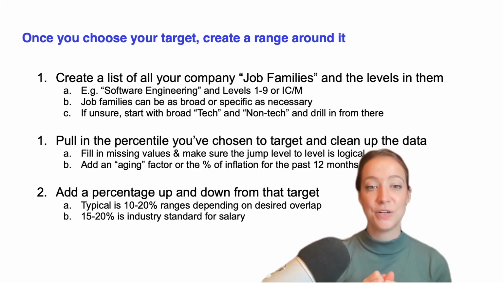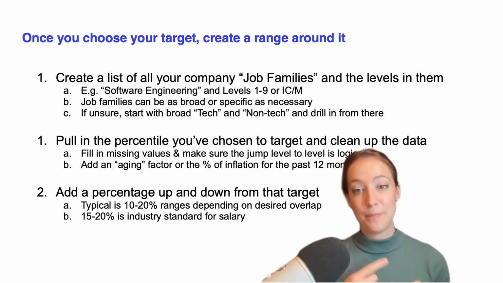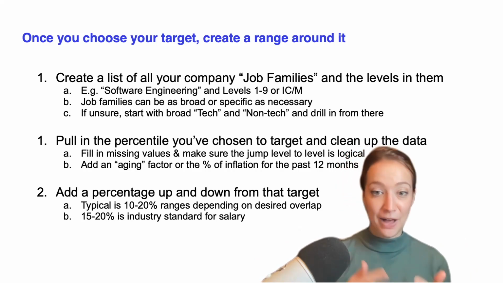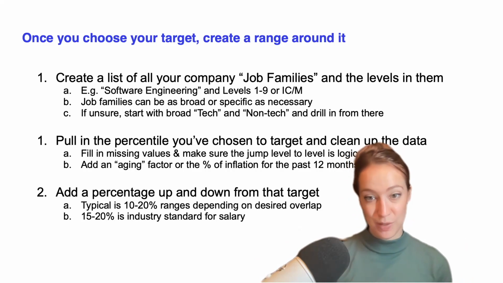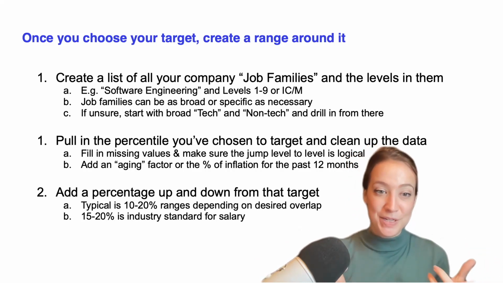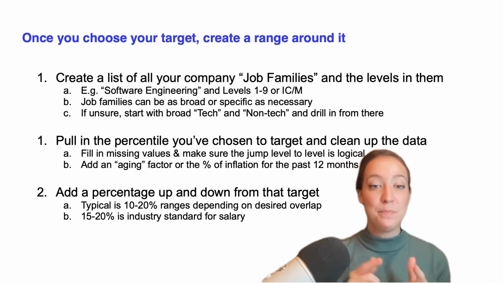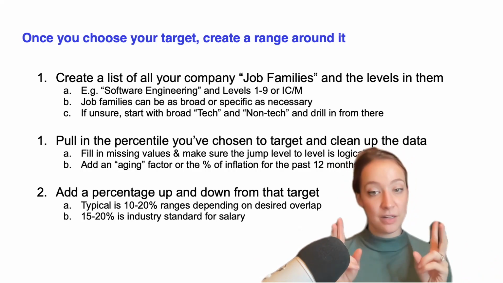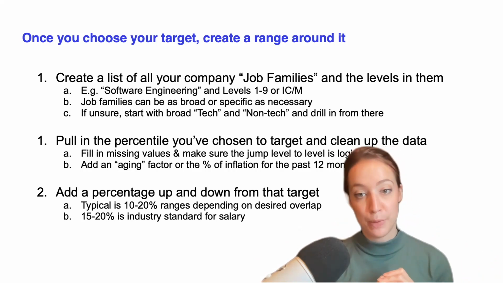Next, after you've chosen your target percentile, you're going to have to clean up that data. Now, Pequity has an algorithm and system as well as partners who can help you with that. All you're going to be doing is filling in the missing values and making sure the jump between different levels is logical or can handle a typical promotion.